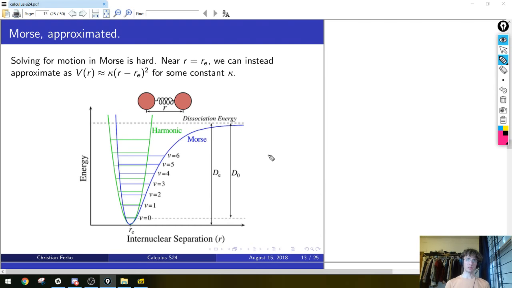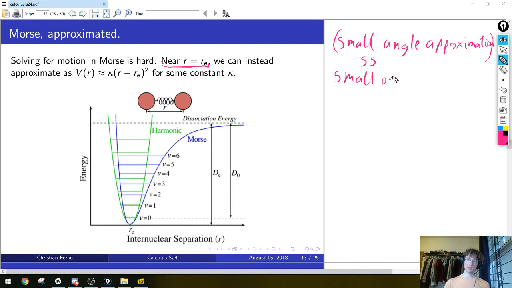What is the approximation? This is going to be an approximation for small oscillations. This is sometimes called the small angle approximation in general. Why angle? I'll explain probably in chapter 9 why this is called the small angle approximation. But you should think of this as small oscillations.